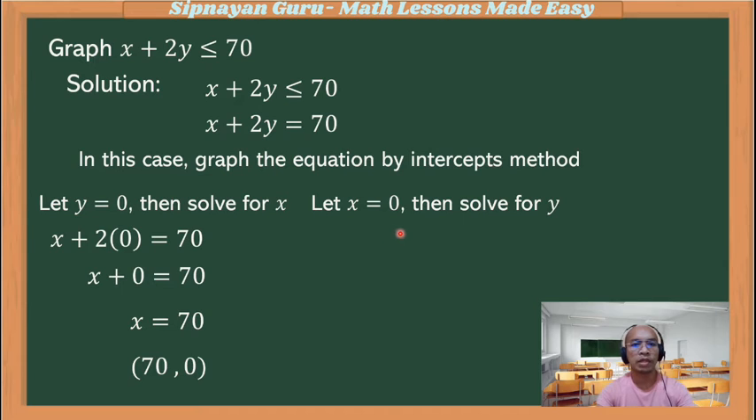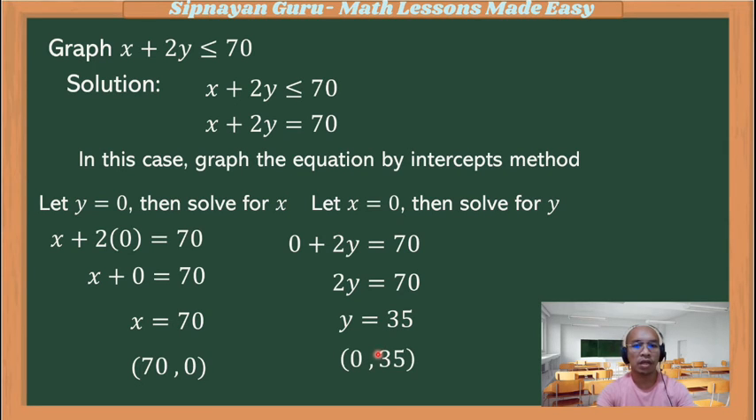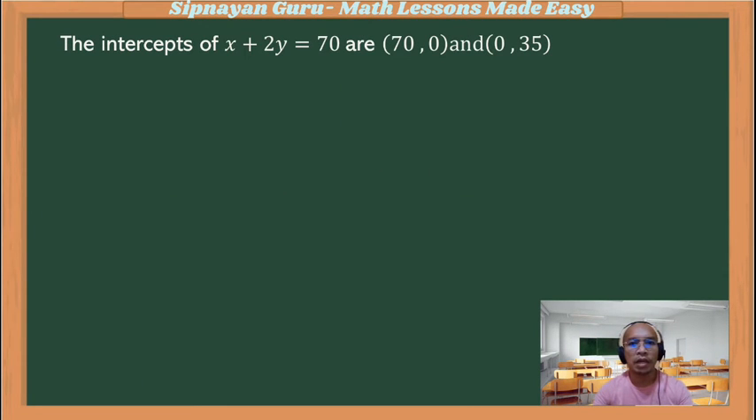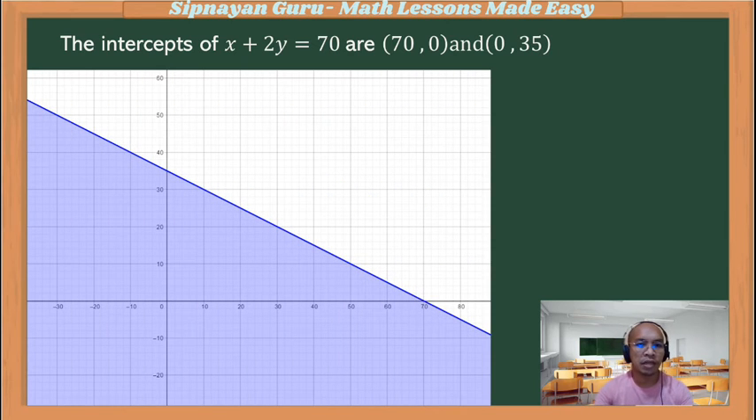Let's solve for the y-intercept. Let x be equal to 0. So this would be 0 plus 2y is equal to 70. 2y is equal to 70. Divide both sides by 2 to solve for y. Our y is 35. So therefore, our y-intercept is 0 and 35. And the intercepts of the line are 70, 0, and 0, 35. Plot this in the Cartesian plane. So this is our x-intercept, and this would be our y-intercept.